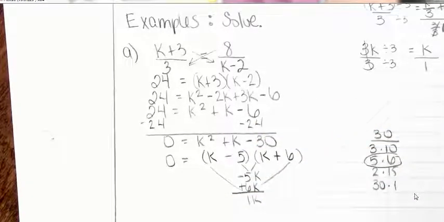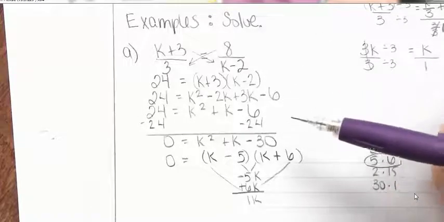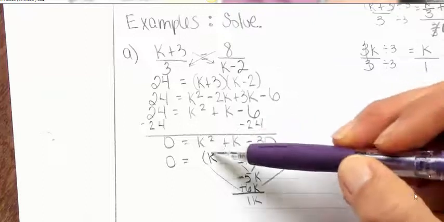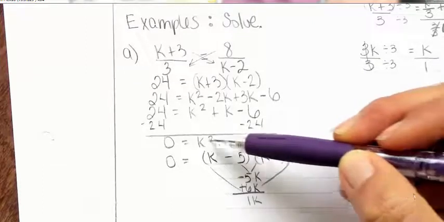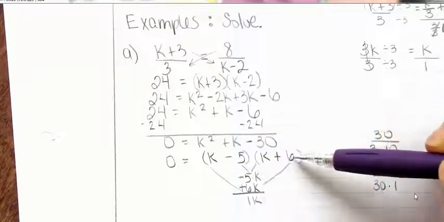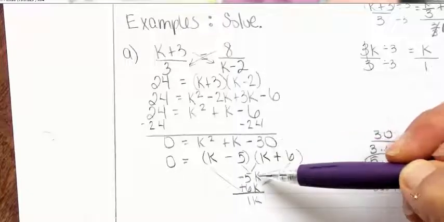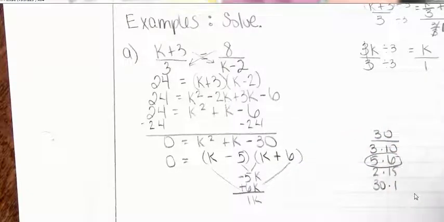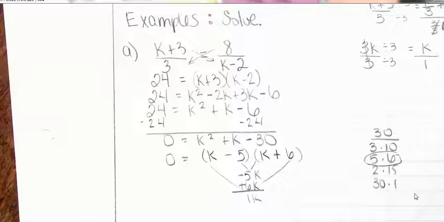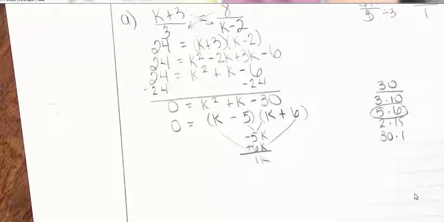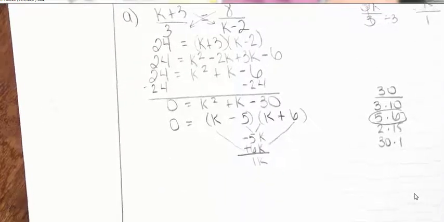And I'm still not done. Before I move on, though, I'm just going to double check and make sure that I factored this correctly. My first two terms give me my k squared. My last two terms give me a negative 30. And my inners and outers I've checked while I've been doing it. Okay, so it's factored, but it's not solved. So now this is where I use that zero product property.